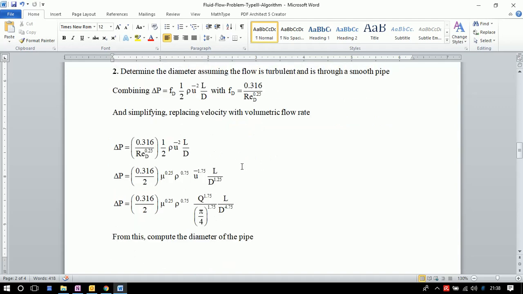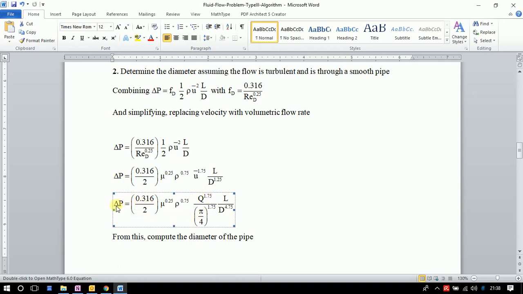Now if you combine these two and you replace the superficial velocity in terms of volumetric flow rate, which is shown here, so I have combined, instead of friction factor I have written the Blasius correlation, and I have simplified by substituting the Reynolds number expression, and once again the velocity is replaced in terms of volumetric flow rate, you arrive at this expression which is shown here.